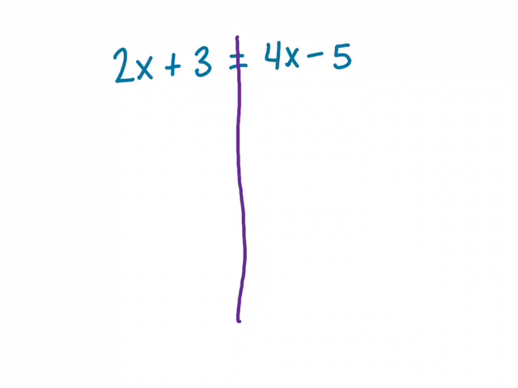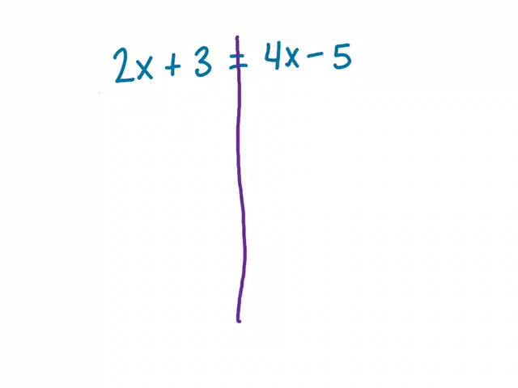Now, it doesn't matter whether you move the 2x over to the right or if you move the 4x over to the left. I always tend to want to move the smaller one, so in this case move the 2x. That way I don't have to deal with any negatives, and I know you may not want to do that either. So let's say I want to move the 2x. I am not going to divide by 2 like you may think.